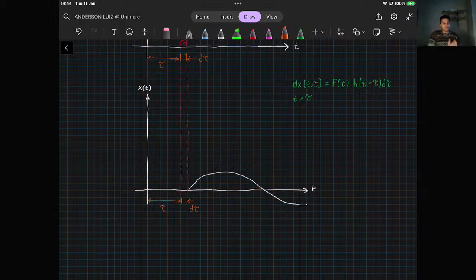Due to the linearity of the system, the superposition principle holds. Therefore, the response to the force f(t) is given by the sum of all the infinitesimal contributions of the response.